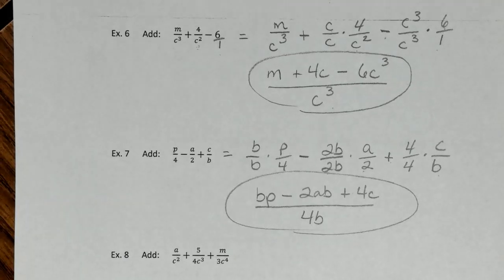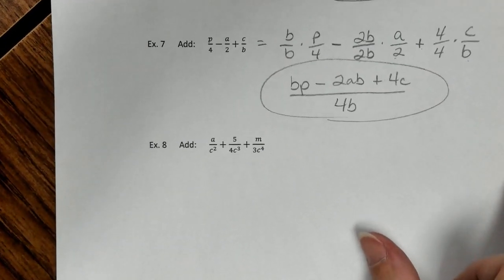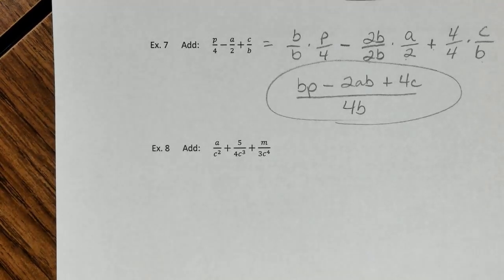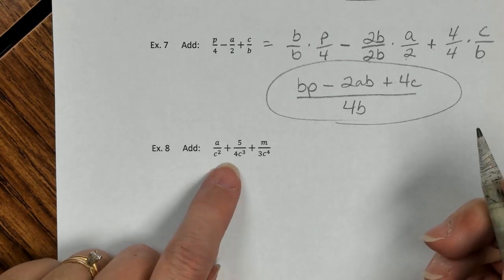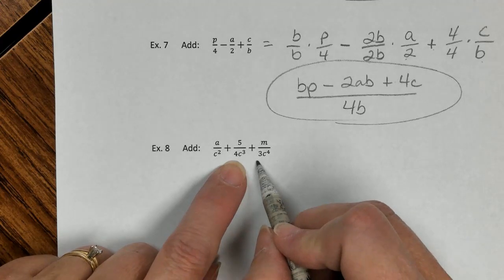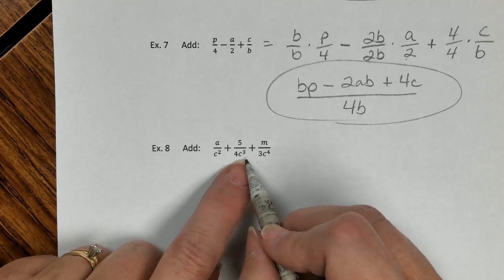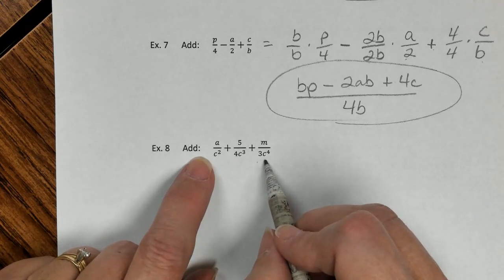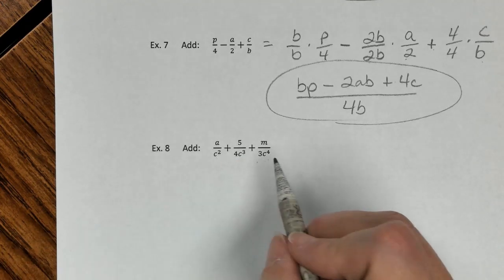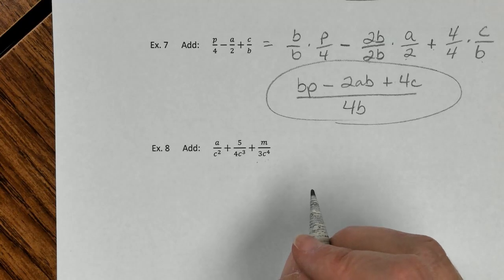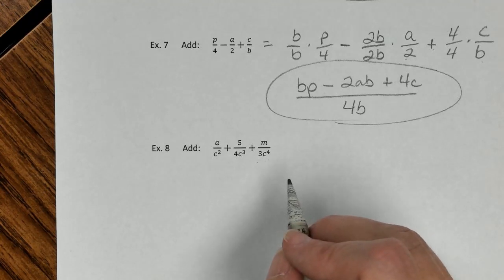Okay, we only have one left. Take a look at these denominators. We need the least common multiple of them. Okay, so we have a 3 and a 4. The LCM for that would be 12. And all of them have c's. The highest exponent is a 4. So our common denominator is going to be 12c to the 4th.